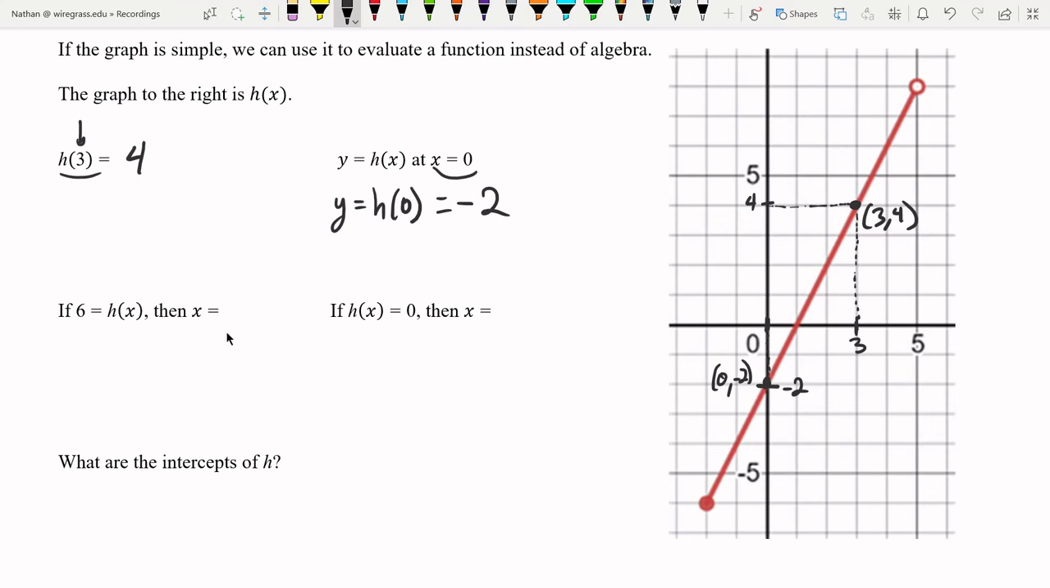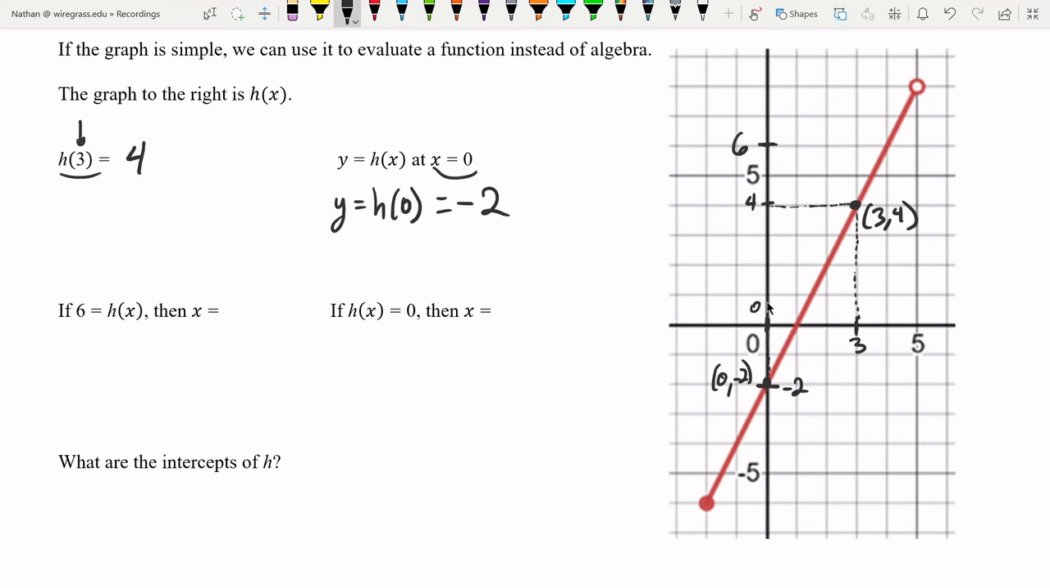Okay, the next one says 6 equals h of x. Now, h of x equals the y variable. That means that's the output. We don't know what the input is, right? It's saying x equals what? We were trying to figure out what x equals. So instead of looking at an input variable to start, like I have been doing here, I started at 3 first, and then I started at 0, and then I went down to the function or up to the function. Now we're going to start with the output variable. The output's always the y, and here we have an output of 6. So we're going to look at 6 on the y-axis.